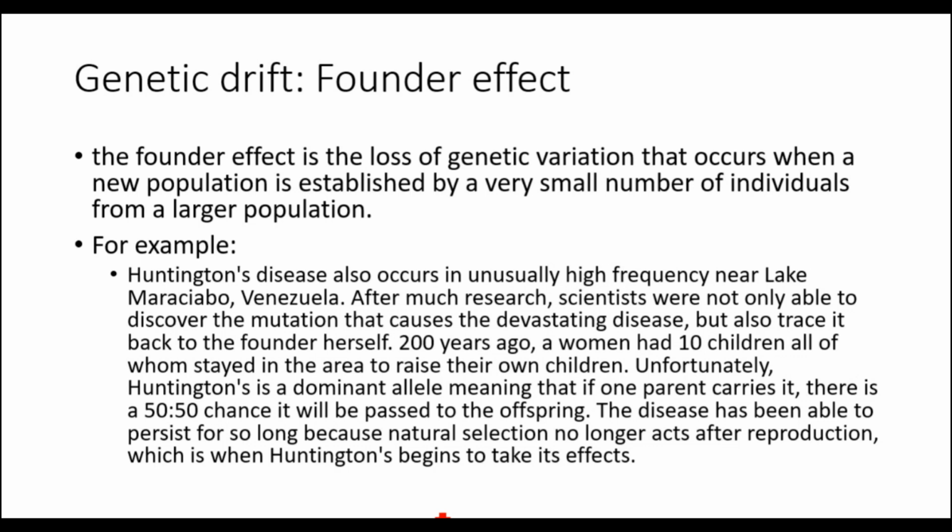This disease has been able to persist for long because natural selection no longer acts after reproduction, which is when Huntington's begins to take its effect. So the parents, the founders, have the alleles of Huntington's disease, and it was transferred to the new generation. As it was a dominant allele, there was a 50-50% chance that the offspring would have this allele.